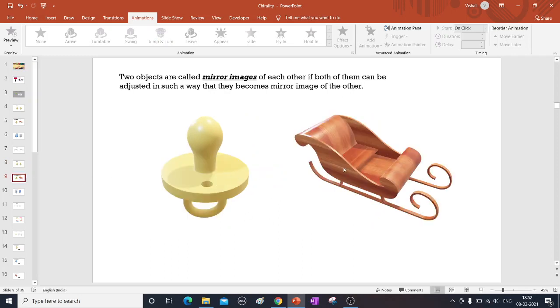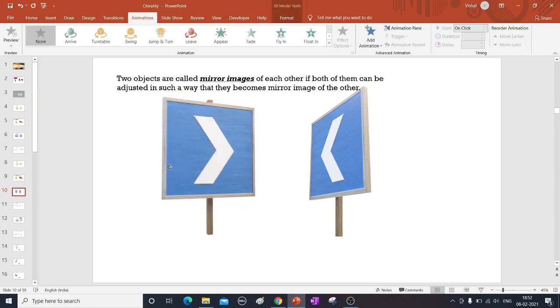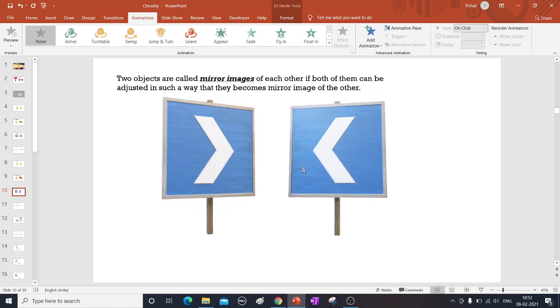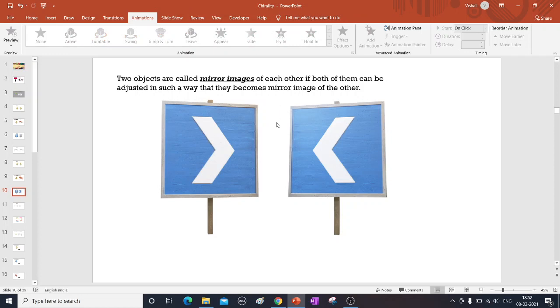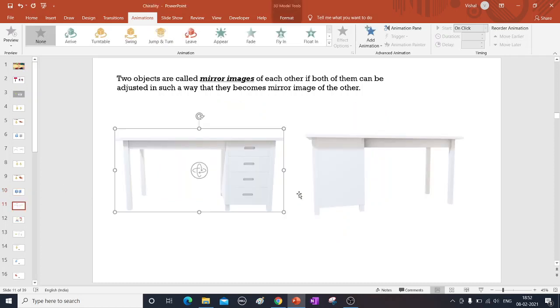Are these two objects mirror images of each other? No, of course not. How about this? They were non-superimposable, and are they mirror images of each other? Yes, they are, right? So you can imagine a mirror in between them, and one of the objects is like the mirror image of the other. Okay, how about these?